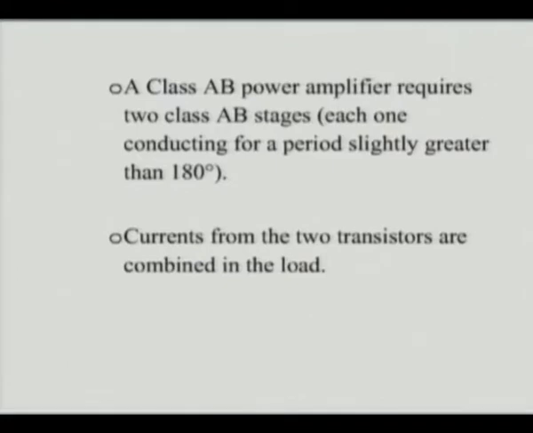So therefore in the class AB category, the transistor conducts for a period greater than 180 degrees, but much smaller than 360 degrees. Now class AB also requires two class AB stages. Now again, just like the class B, you would combine the currents from these two transistors, and they are combined so that they would flow in a combined fashion into the load.